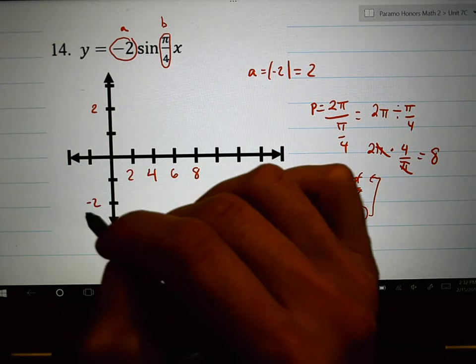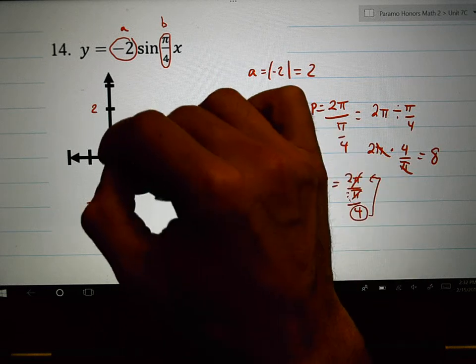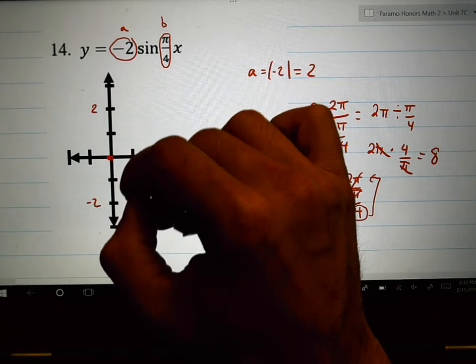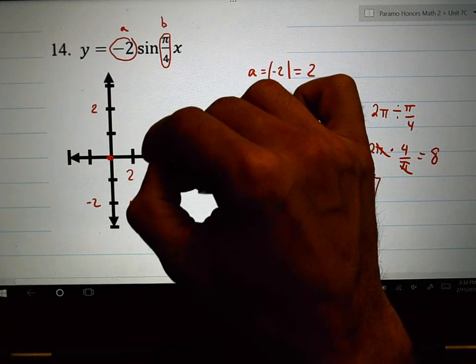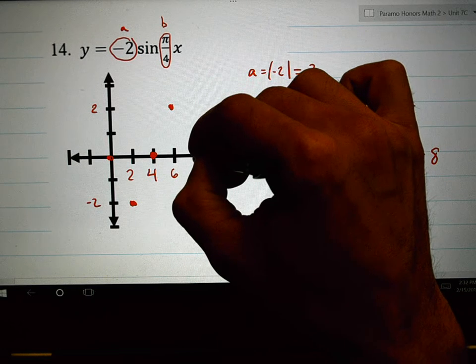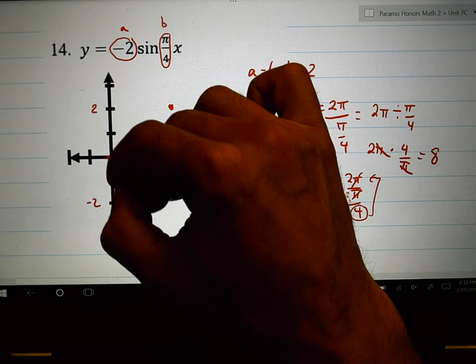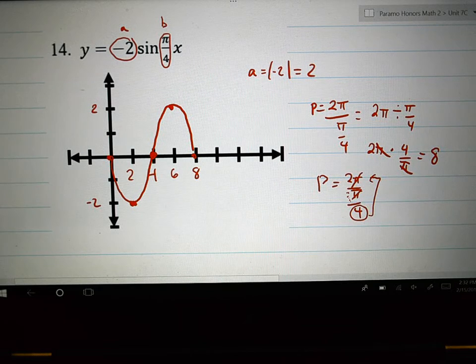What was the first one? Is it midline or is it extrema? Midline. Then negative extrema. Then where? And then we're going to make this smooth curve. No pointy edges. This is a negative sine graph because it went down first, then up.